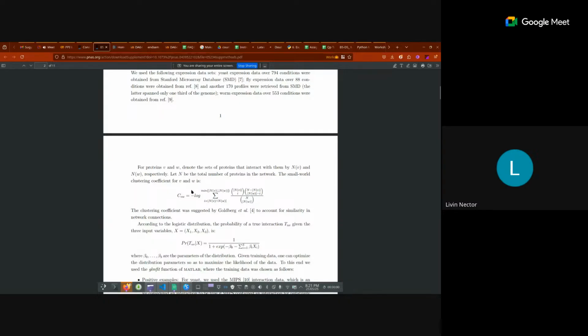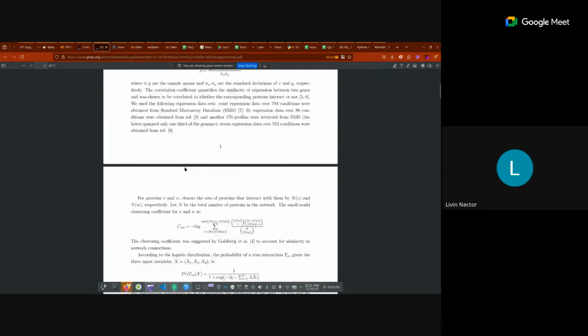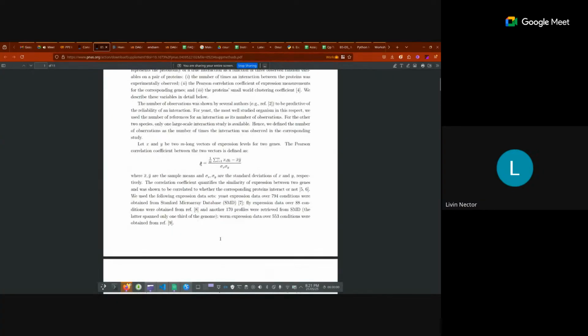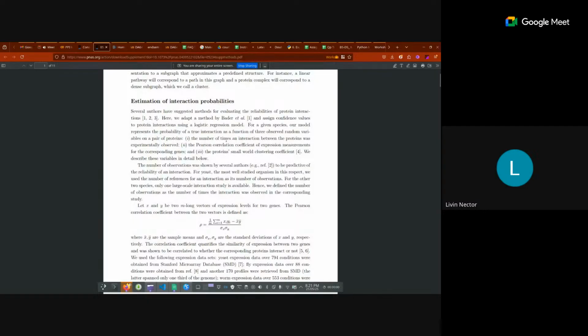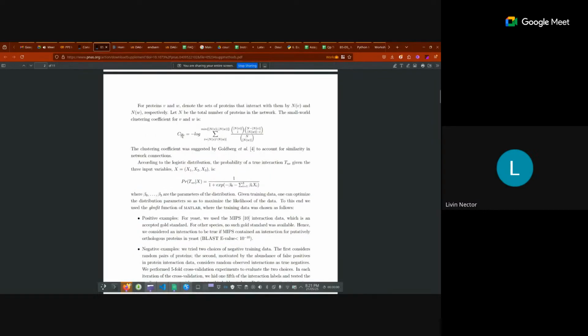Then the small world clustering coefficient is given by a formula. This formula is quite complicated as it involves some binomial operations, but it is mathematically implementable. Then we find the clustering coefficients for u-v and u-w, and the number of interactions, all for a particular pair of proteins.